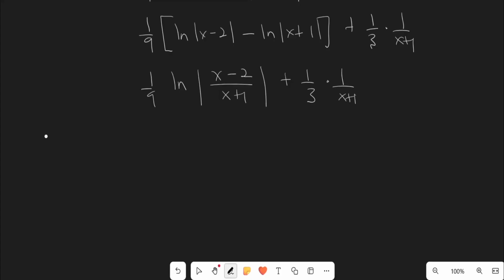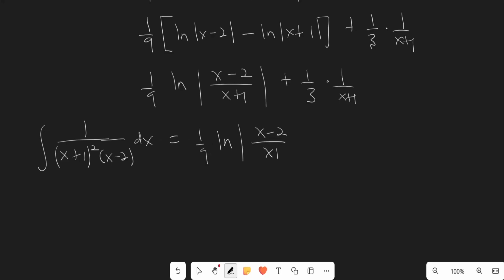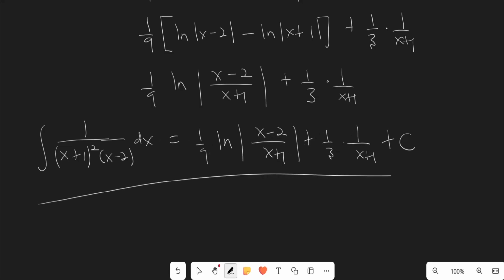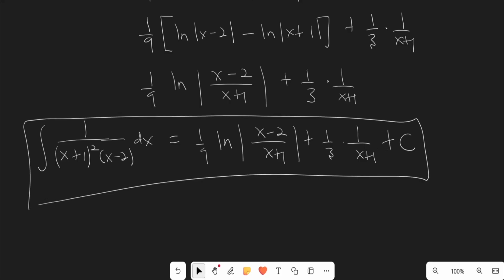So our integral of 1 all over (x plus 1) squared times (x minus 2) dx is equal to 1/9 natural logarithm of the absolute value of (x minus 2) over (x plus 1), plus 1/3 times 1 over x plus 1, plus the constant of integration. And this is the value of our integral.